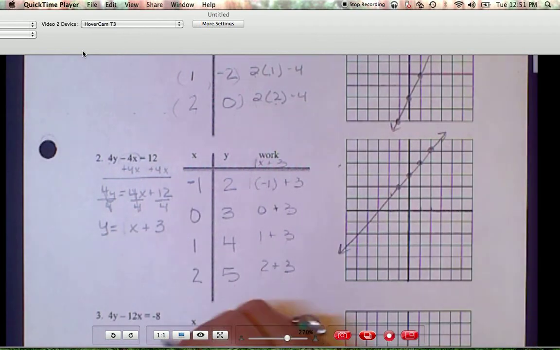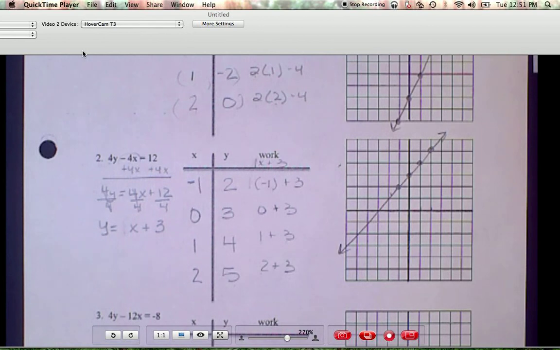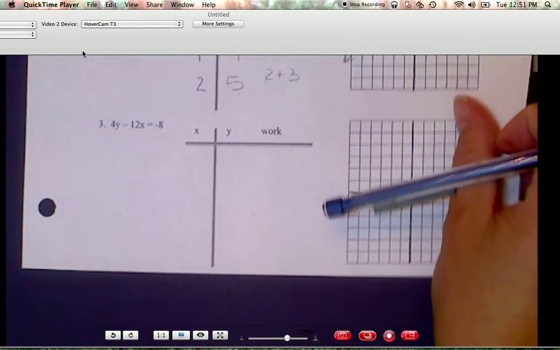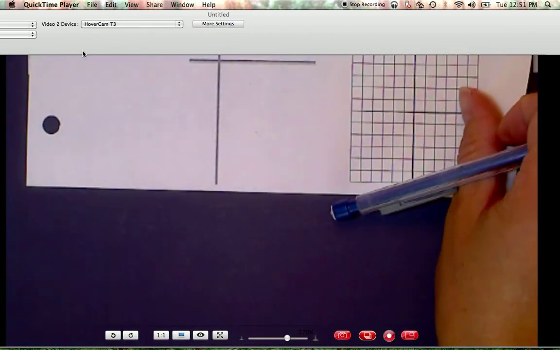Why don't you try number 3 by yourself? See how you can do with number 3. It's just like number 2. So give number 3 a shot all by yourself. I'm sure you'll be fine on that.